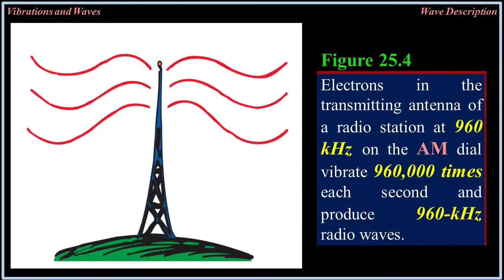As figure 25.4 shows, these radio wave frequencies are the frequencies at which electrons vibrate in the transmitting antenna of a radio station. If the frequency of a vibrating object is known, its period can be calculated, and vice versa. Figure 25.4: Electrons in the transmitting antenna of a radio station at 960 kilohertz on the AM dial vibrate 960,000 times each second and produce a 960 kilohertz radio wave.